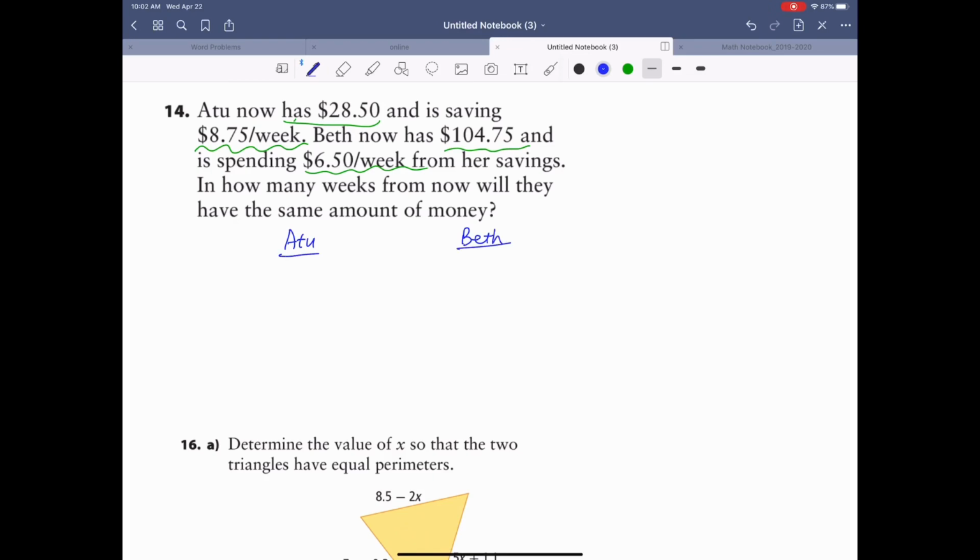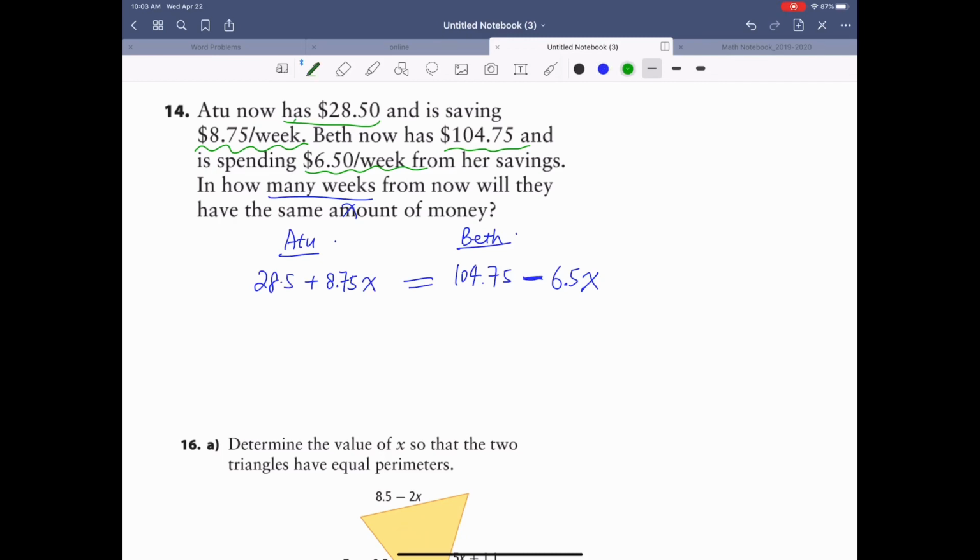Originally he has 28.5, she has 104.75. So this one is the poorer one, this one is the richer one, but this one earns, this one spends. Earns is basically plus, for how many weeks? X weeks, so 8.75 every week for X weeks. And this one spends 6.5, and spends is minus 6.5 each week for X weeks. When will they be the same? When they're the same, solve for X.